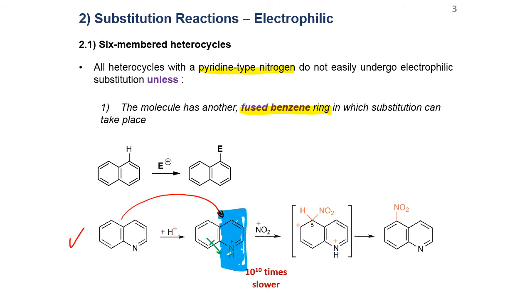And the reaction reacts at the fifth position because the positive charge can delocalize between two positions. If you react at another position, this will lead to no stabilization from the conjugation. And at the end, you will get the 5-nitroquinoline as the final product. However, the reaction is 10^10 times slower than the simple naphthalene.